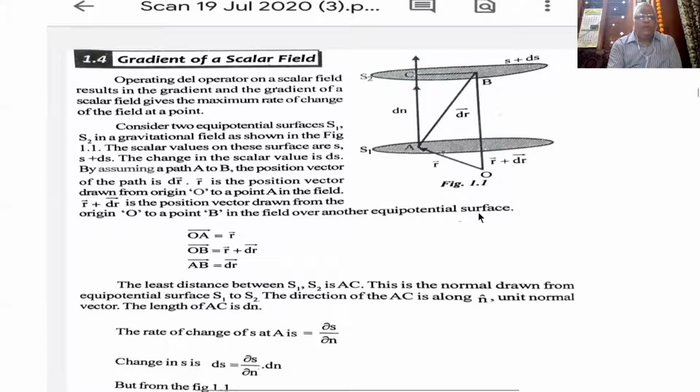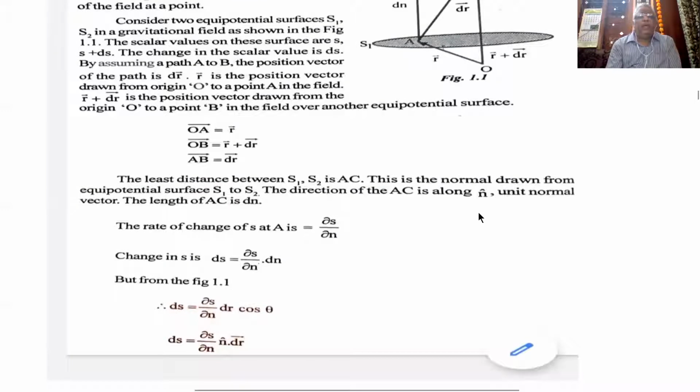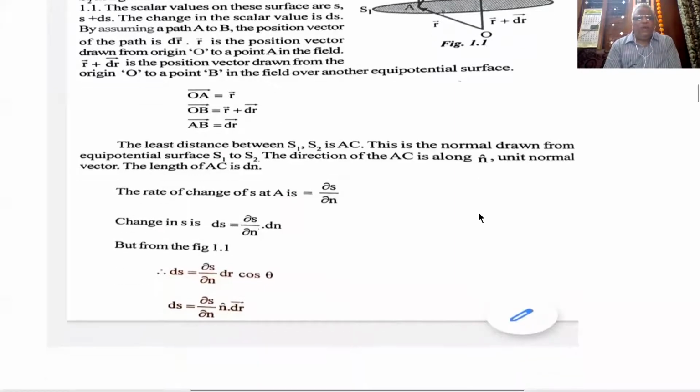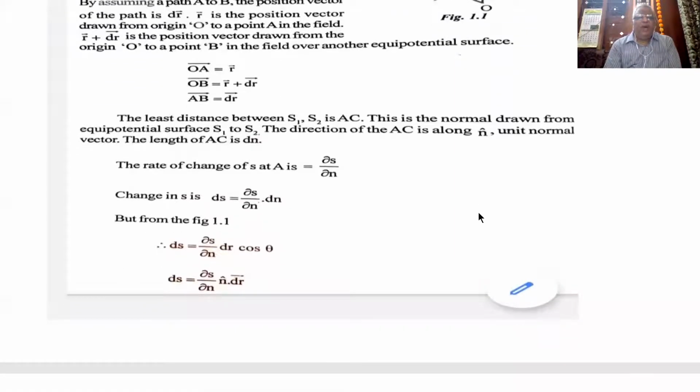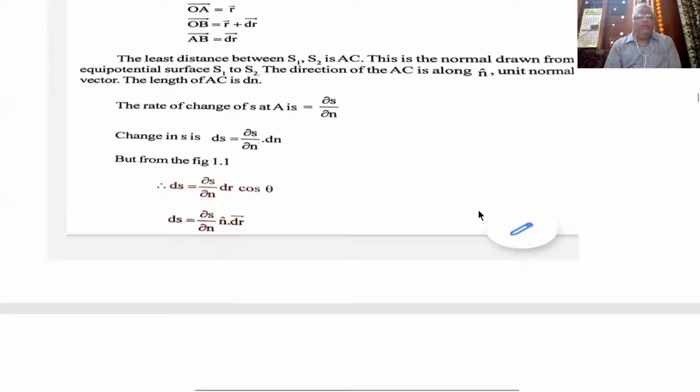From figure 1.1, dS is therefore dou S by dou n into dr cos theta, where dn is nothing but dr cos theta. Or we can write dS is equal to dou S by dou n into n hat dot dr, where n hat is the unit normal vector.